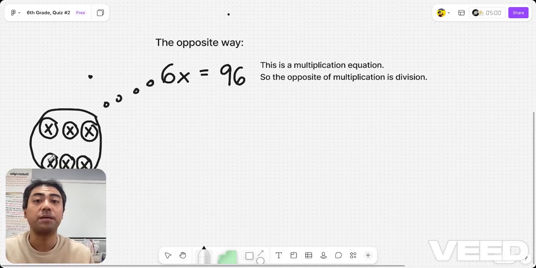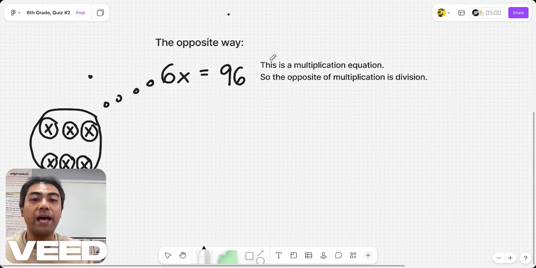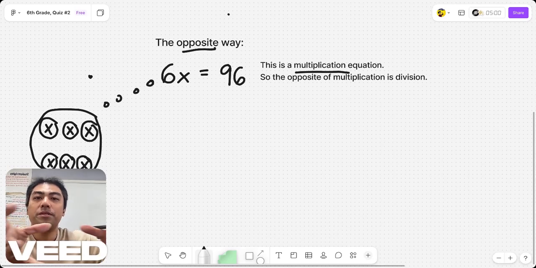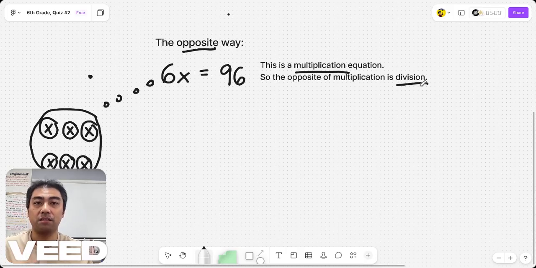6 groups of something. Whenever we talk about groups, that's always multiplication. Multiplication is always groups of something. So in fact, this is a multiplication equation. And so if we're doing the opposite way, what's the opposite of multiplication? What is the opposite of grouping things together? Well, the opposite of grouping things together is splitting them up into even pieces. So the opposite of multiplying is dividing.